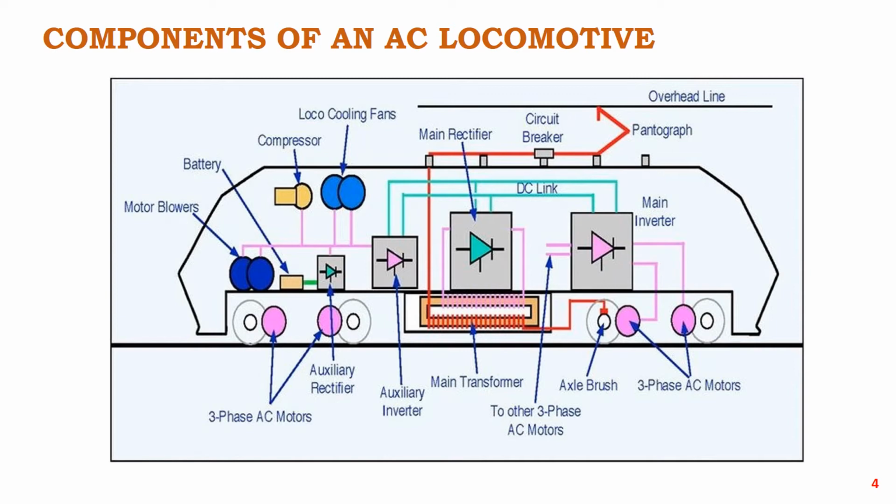Then the second part is rectifier. It plays a major role in the electric traction system. A rectifier consists of thyristors and diodes, which is used to convert AC to DC. Instead of conventional bridge rectifier, thyristors are used. A modern locomotive usually has at least two main rectifiers.